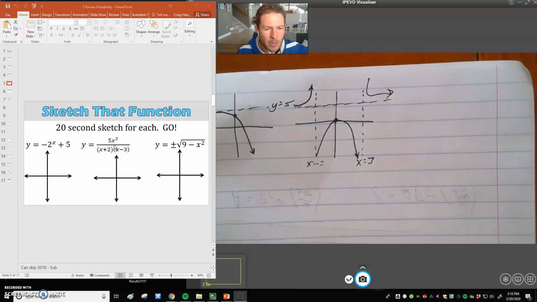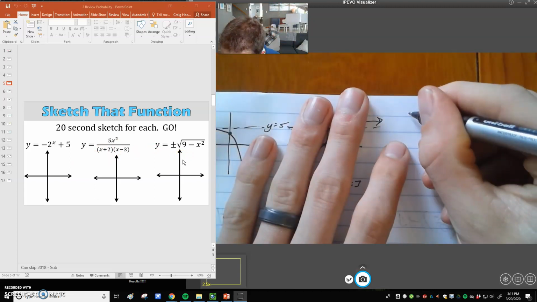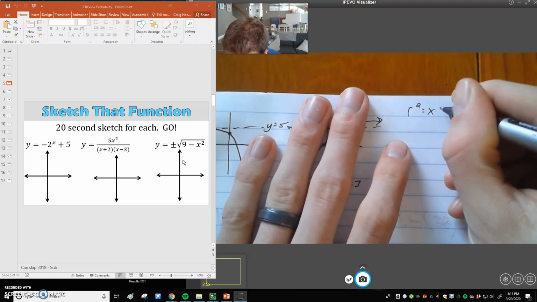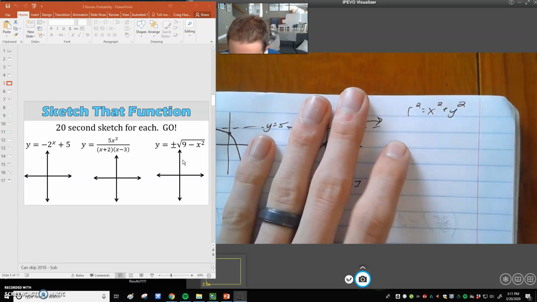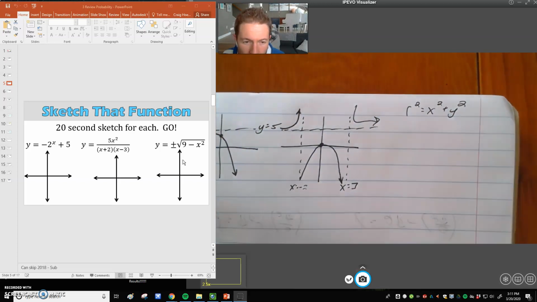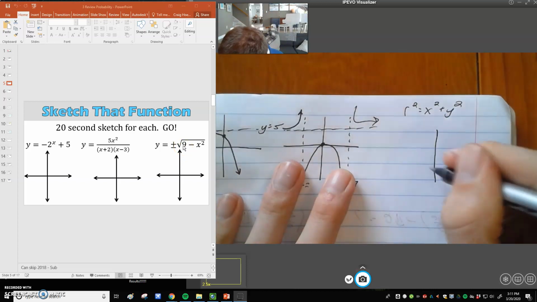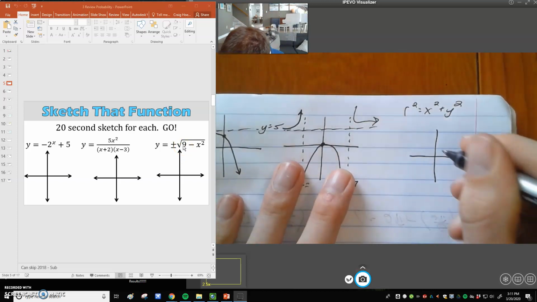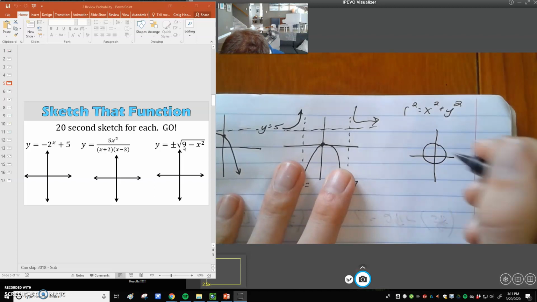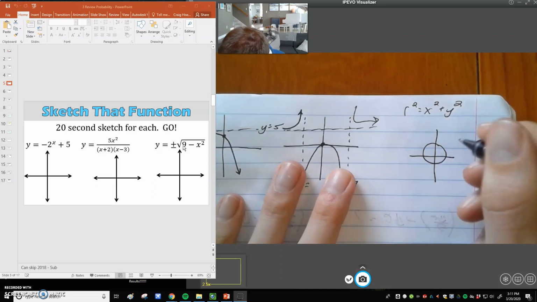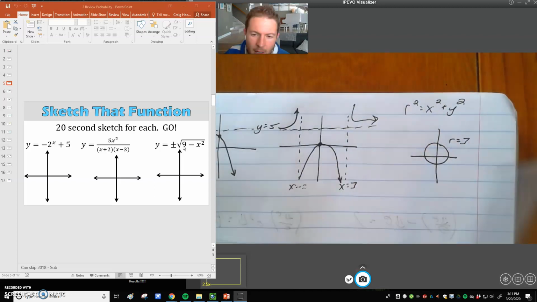All right, this very last one. Ooh, that one's tricky. I don't know if you remember this sort of equation, r squared equals x squared plus y squared. That's the equation of a circle, this being the radius here. So that graph, which again you probably haven't seen for a little bit, but it's good to remember, is just a circle that's centered here at the origin with a radius of 3.